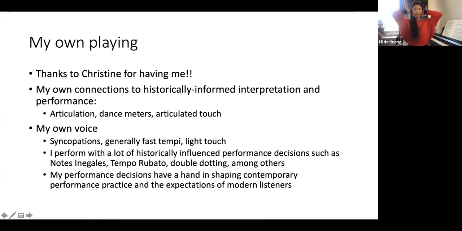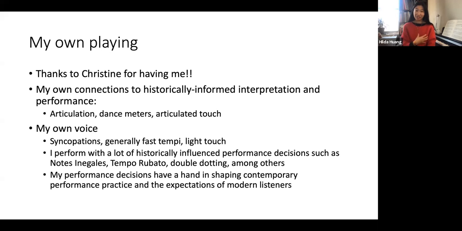So this is where I want to wrap up my presentation. But I'm going to play a little piece for you, the Courante from the Partita in D major. So first, thanks to Christine for having me. I have my own connections to historically informed interpretation and performance through my training as a harpsichordist. Oh, I didn't get to the harpsichord. I'm sorry. I'll go to the other room in just a minute. I'll do that for you.